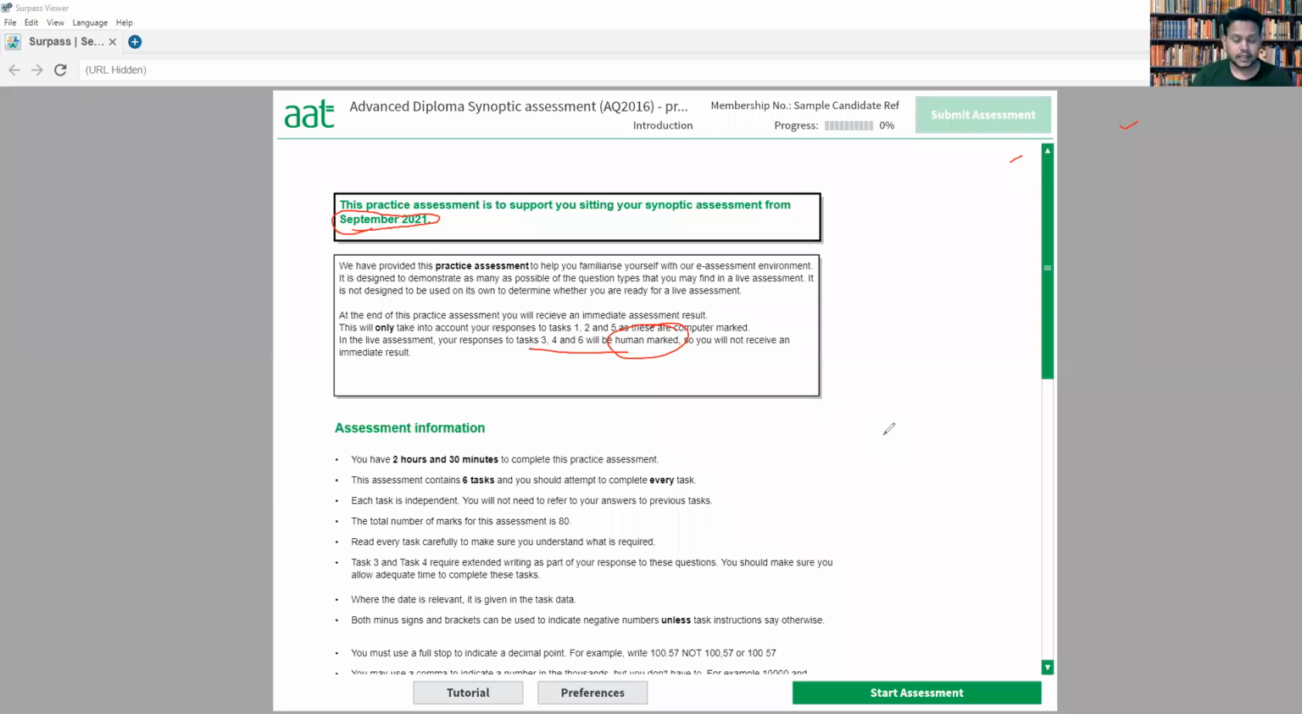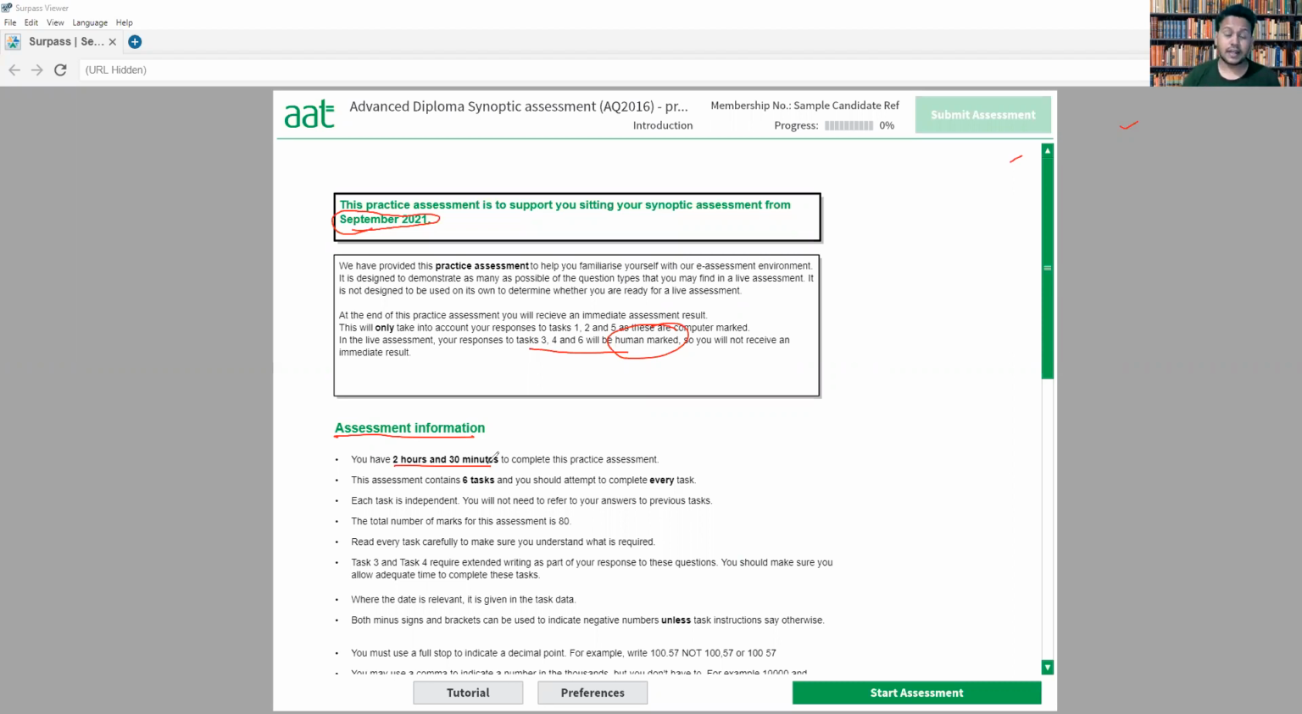The first thing that every assessment has is the assessment information. So we have 2 hours and 30 minutes. Before it was a 3 hour exam. Now they have reduced it to 2 hours and 30 minutes. So that will be a little bit complex from the duration point of view, but the good news is we don't have any spreadsheet or Excel, so that will save a lot of time for us.